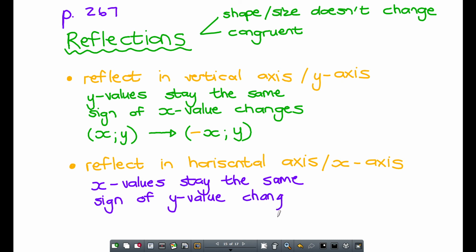And who wants to guess how we write it? We will start with x, y, and then my arrow to show I'm transforming, or in this case reflecting, and it will become x, minus y.